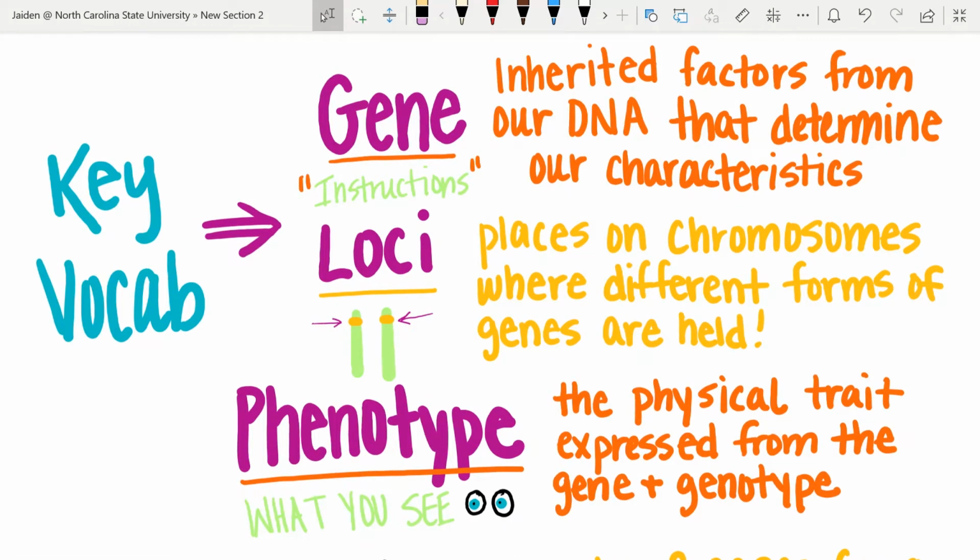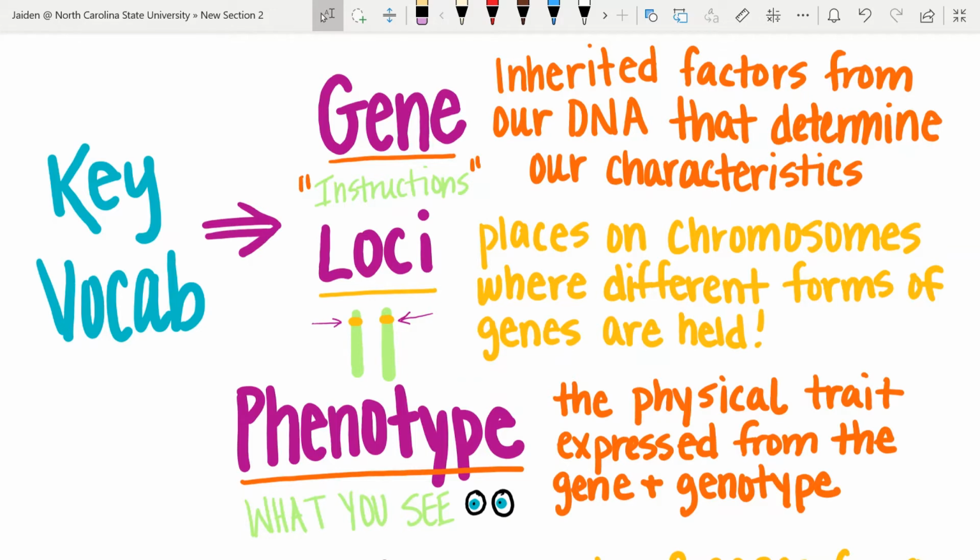First, we have gene. It's inherited factors from our DNA that determines our characteristics. It's basically like instructions for our body. Next, we have loci. It's places on chromosomes where different forms of the genes are held. As you can see from this picture, the highlighted area are those places where the genes are located.